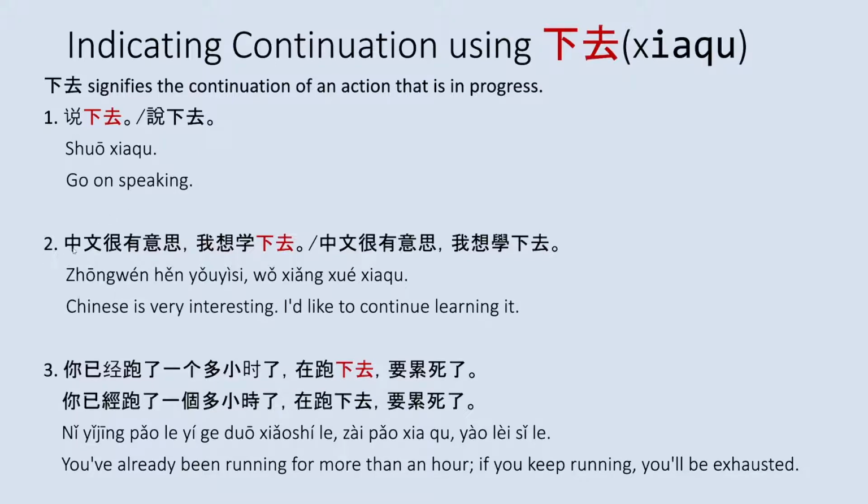Example 2, 中文很有意思，我想学下去. Chinese is very interesting. I'd like to continue learning it. Here, the action that is already in progress is that the student is already learning, however, they would like to continue learning. So they say, 我想学下去. Example 3, 你已经跑了1个多小时了，再跑下去要累死了. You've already been running for more than an hour. If you keep running, you'll be exhausted.